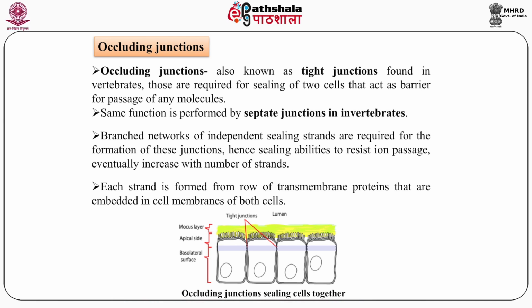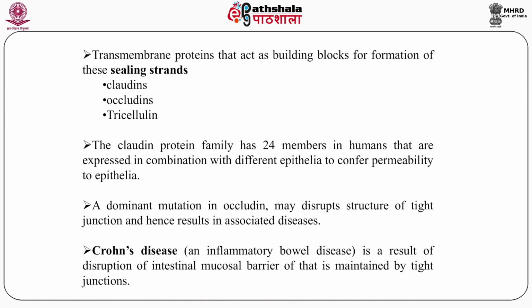This figure shows a comprehensive structure of occluding junctions, or tight junctions, which seal cells together. Transmembrane proteins that act as building blocks for the formation of these sealing strands are claudins, occludins, and tricellulin.